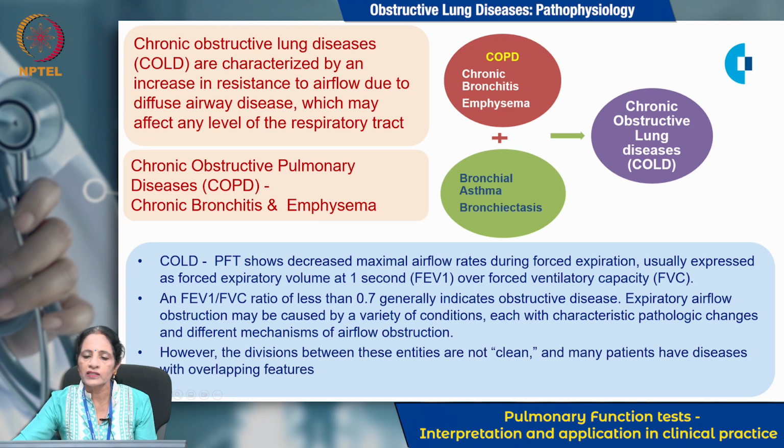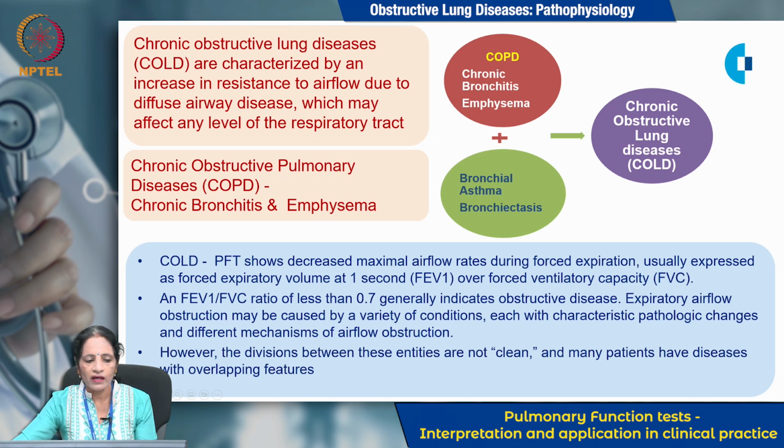So, COPD, that is chronic obstructive pulmonary disease, chronic bronchitis and emphysema, with bronchial asthma and bronchiectasis, constitute the entire spectrum of chronic obstructive lung diseases, which are called COLD. With regard to pulmonary function tests, COLD shows decreased maximal airflow rates during forced expiration, usually expressed as forced expiratory volume at 1 second, which is called FEV1, over forced vital capacity, that is called FVC. An FEV1/FVC ratio of less than 0.7 generally indicates obstructive disease.